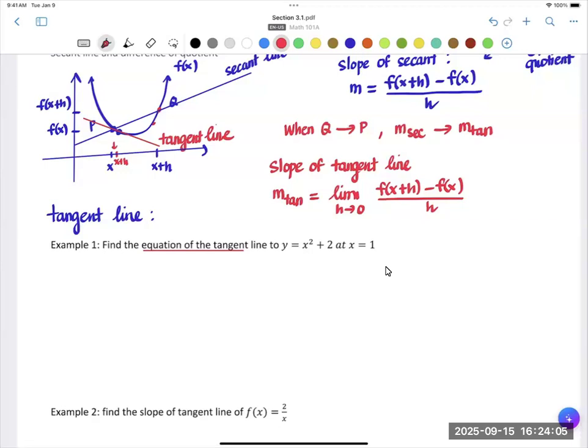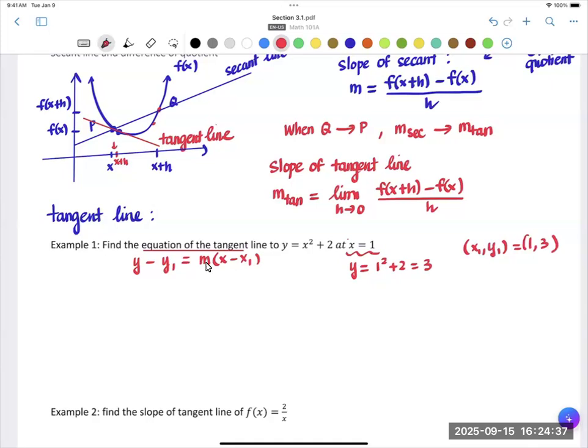The equation of the tangent line is y minus y1 equals m times x minus x1. So you have your x1 already. x1 is equal to 1. So we can find y1 by putting x1 into the function. So y equals 1 squared plus 2, which is 3. So we have the point x1, y1 is (1, 3), which is good.